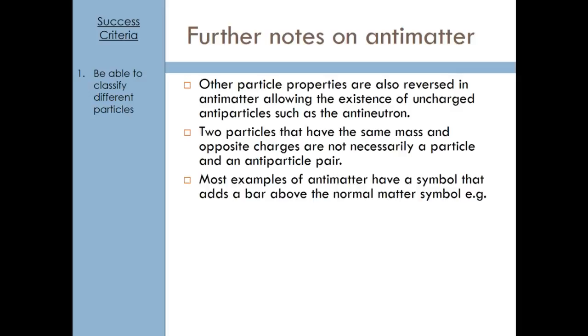And generally, when we write about antimatter to show that it is antimatter, what we do is we put a line above it. So here I've got a proton, this is an antiproton. Neutron, antineutron. My bar's a little bit off, I'm afraid. Then a neutrino and an antineutrino.